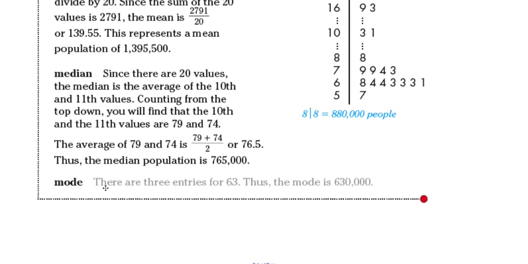Okay, finally the mode. There are 3 entries for 63. Thus the mode is 630,000.